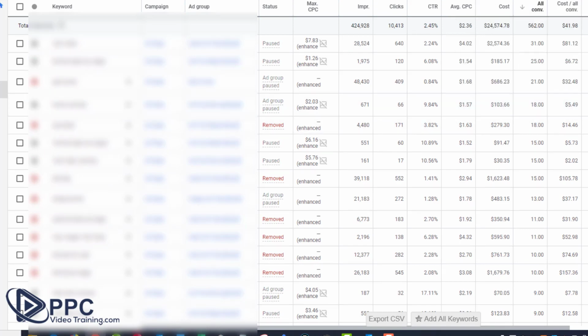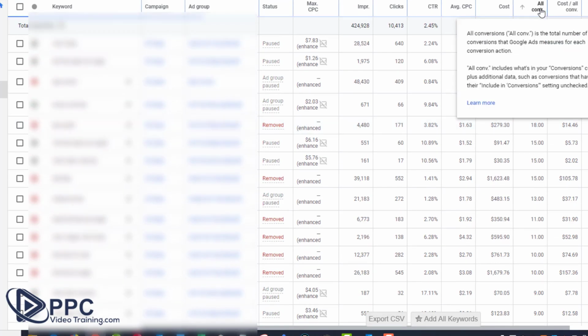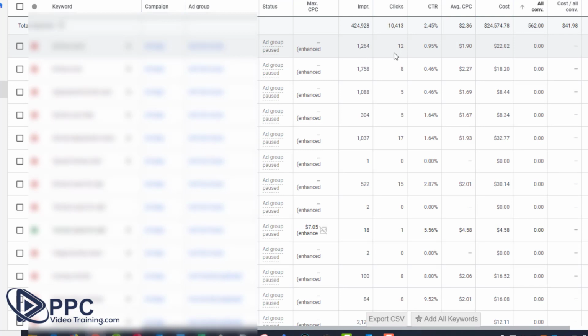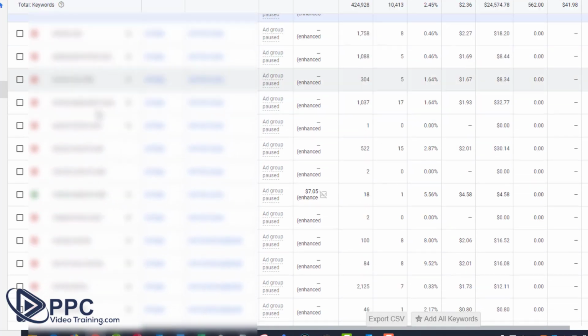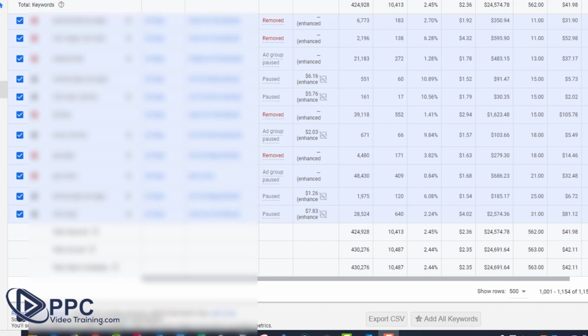Now I will go all the way to the bottom, or I will just sort it in reverse order. So I will start looking at how many clicks a keyword has had and how many conversions. Now I started by 0 conversions, so literally, let's see here. So now I just kind of fast forwarded here.